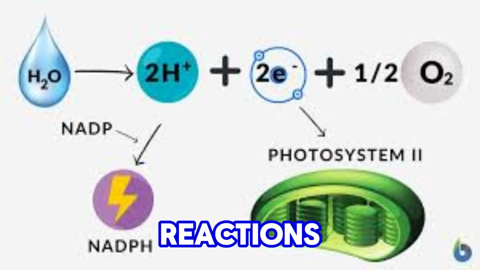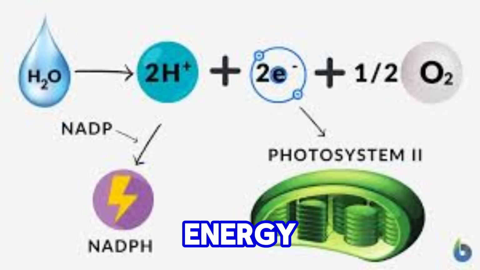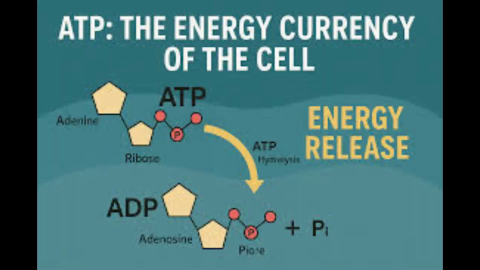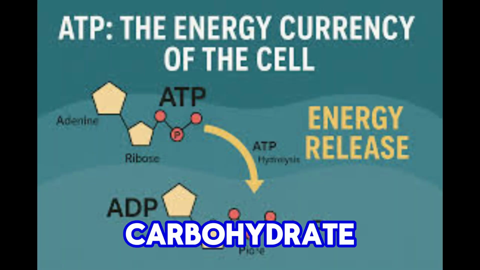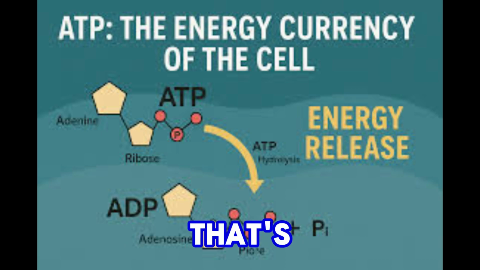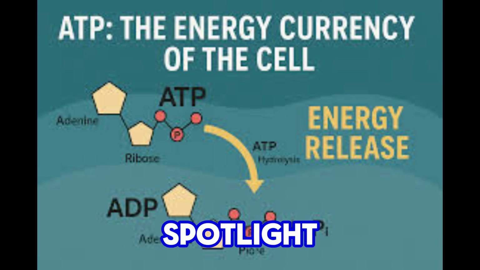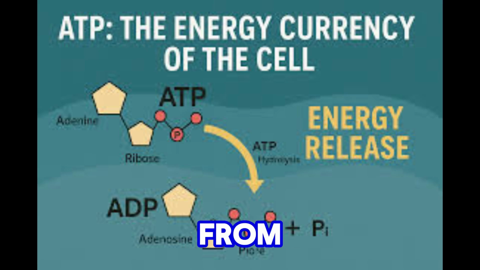The light reactions have produced two extremely important energy carriers: ATP and NADPH. Now the plant has energy. But it still needs to build carbohydrate. And that's where carbon dioxide enters the spotlight. Where does the carbon come from?